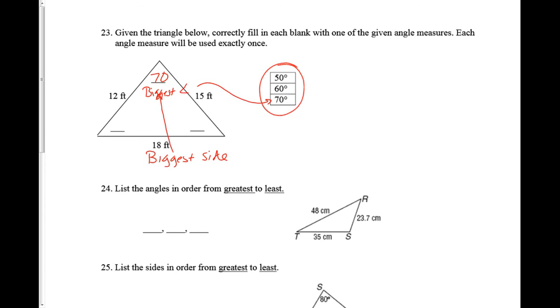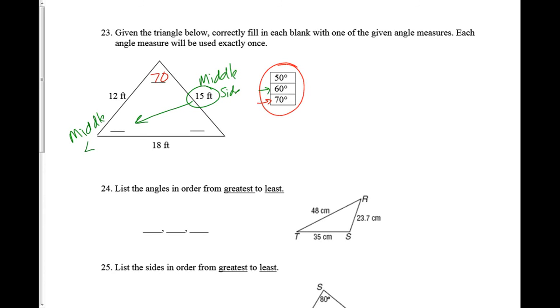Next, I'm going to move to the middle side. The middle side is the 15 feet. So for the 15 feet, this is the middle side. Across from that will be the middle angle. The middle angle is 60 degrees, so I place my 60 here. At this point, I can be finished, and I know 50 is the only one left, but that's the smallest side, and it's got to be across from the smallest angle.